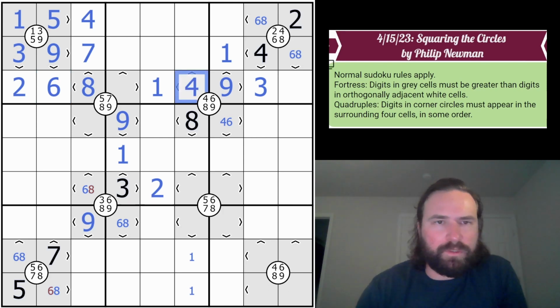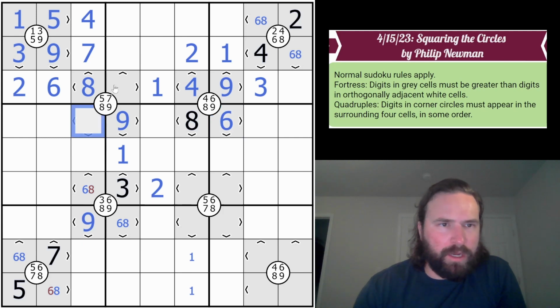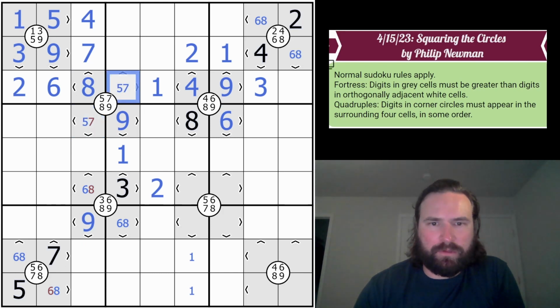Ooh, nice. This number, is this restricted? So now this has to be a 2. It's the only number lower than 4 that can go there. This is now going to be a 6. Okay, we're moving a little bit. These are going to be 5 and 7. This can't be a 7. This is going to be the 7. This is going to be a 5. This is going to be a 6. This is going to be an 8.